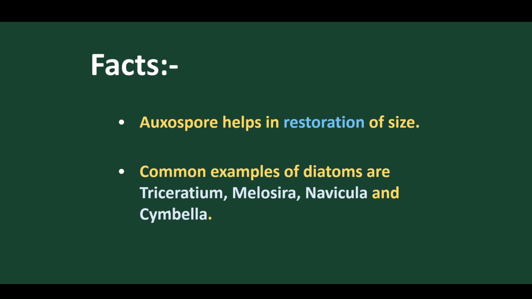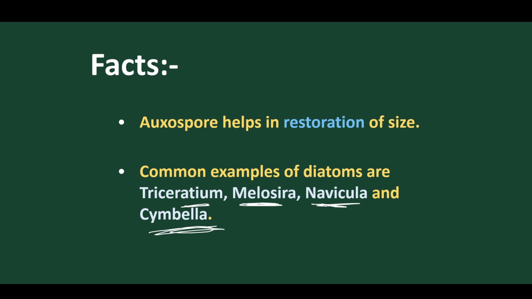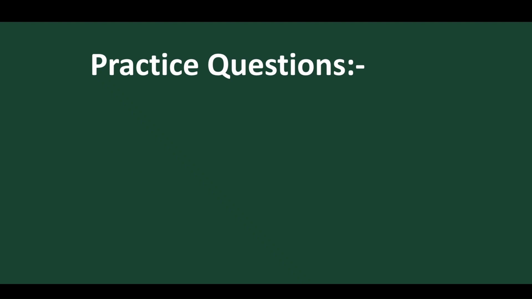Common examples of diatoms are Triceratium, Melosira as we have discussed, Navicula and Cymbella. So these are the common examples of diatoms. So we have discussed the major facts and the general characters of diatoms. Now let's discuss some question practice. Let's go for certain practice questions on diatoms.